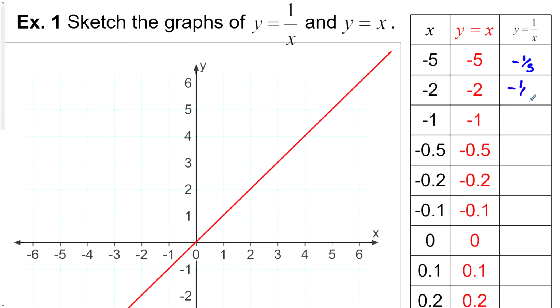Reciprocal, negative 1 over 2. Reciprocal of negative 1 is negative 1. Reciprocal of negative 0.5 is negative 2. Reciprocal of negative 0.2 is negative 5. And reciprocal of negative 0.1 is negative 10. The reciprocal of 0 is undefined because that's the point where we got 1 over 0, we're trying to divide by 0, and that cannot happen.